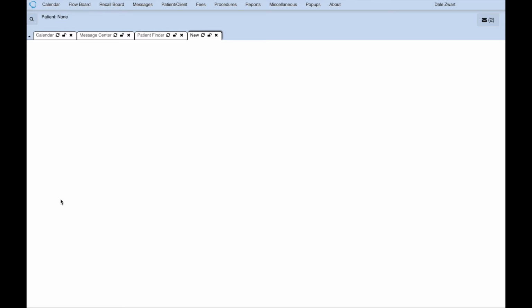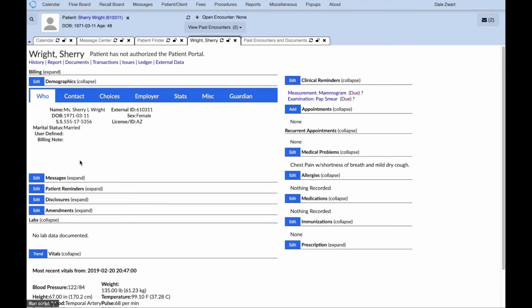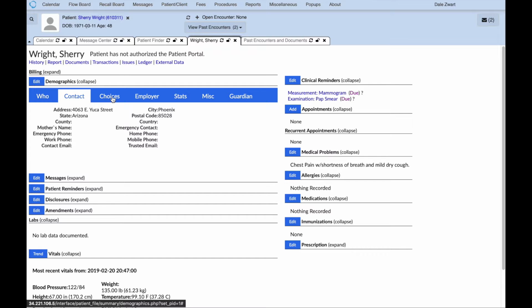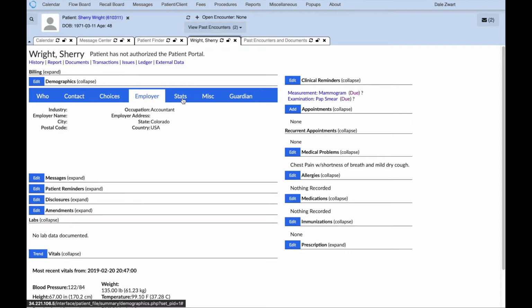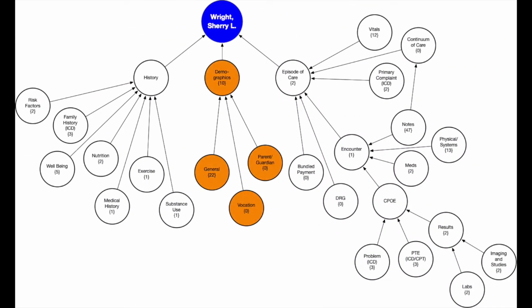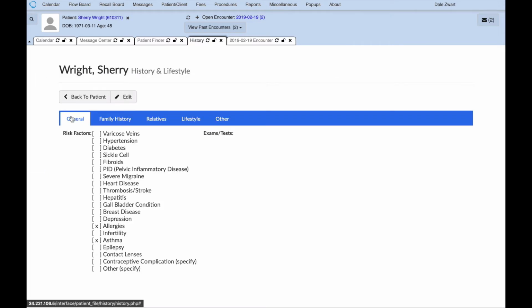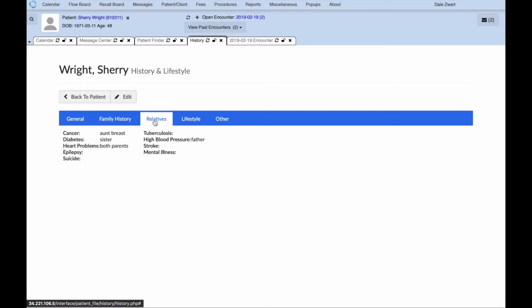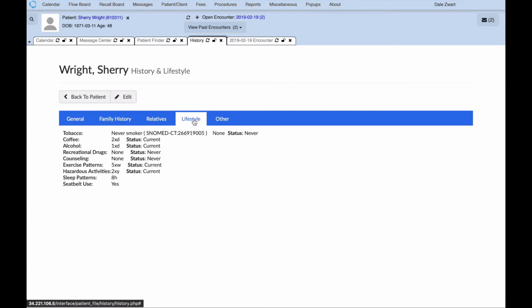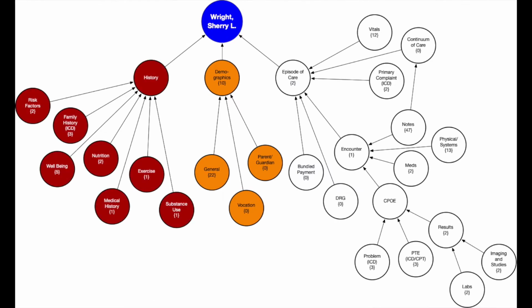Here, we'll take a walk through an electronic health record for a patient named Sherry Wright and illustrate where information is found and how it is placed into a knowledge graph. Administrative and demographic information is collected and stored in the general and vocational fields of the graph, along with information about responsible parent or guardian for pediatric patients. Clinical history is collected including risk factors, family history, well-being, nutrition, medical history, exercise, and substance abuse information.